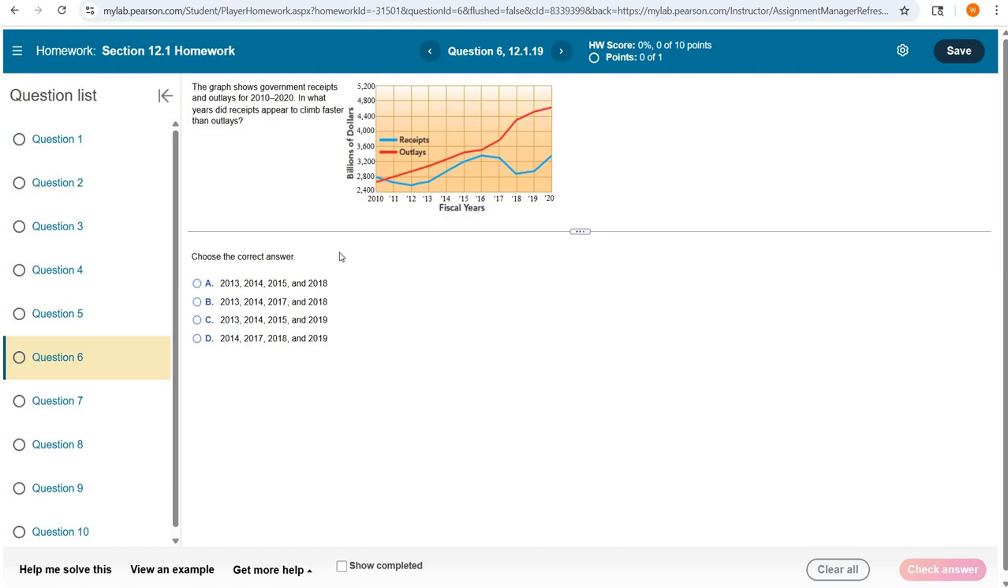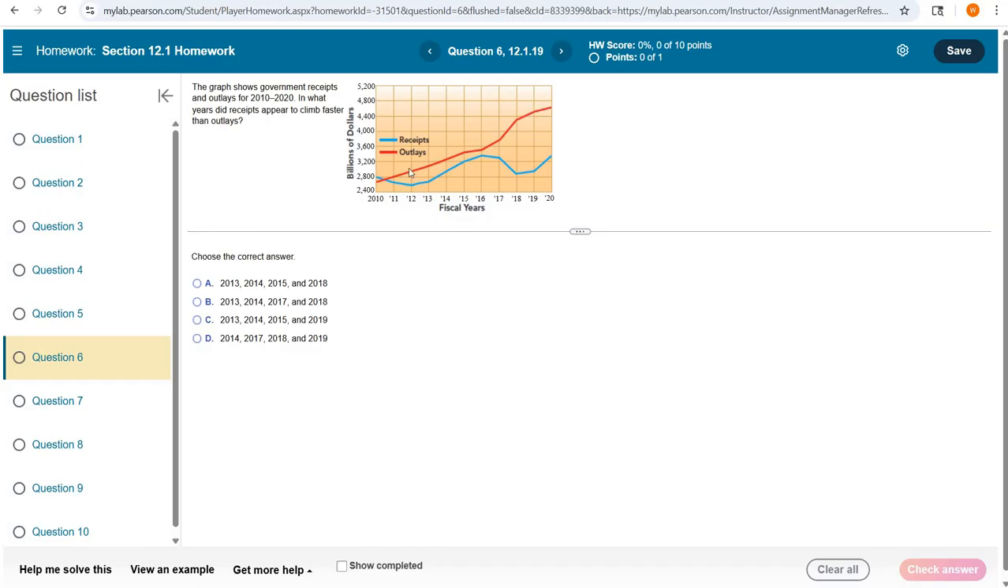I had a student reach out to me with questions about 12.1, in particular, the ones that involve graphs that are from 6 through 10. So we'll look at a few of them together. The most important thing is to understand the question that's being asked and what the graph displays.